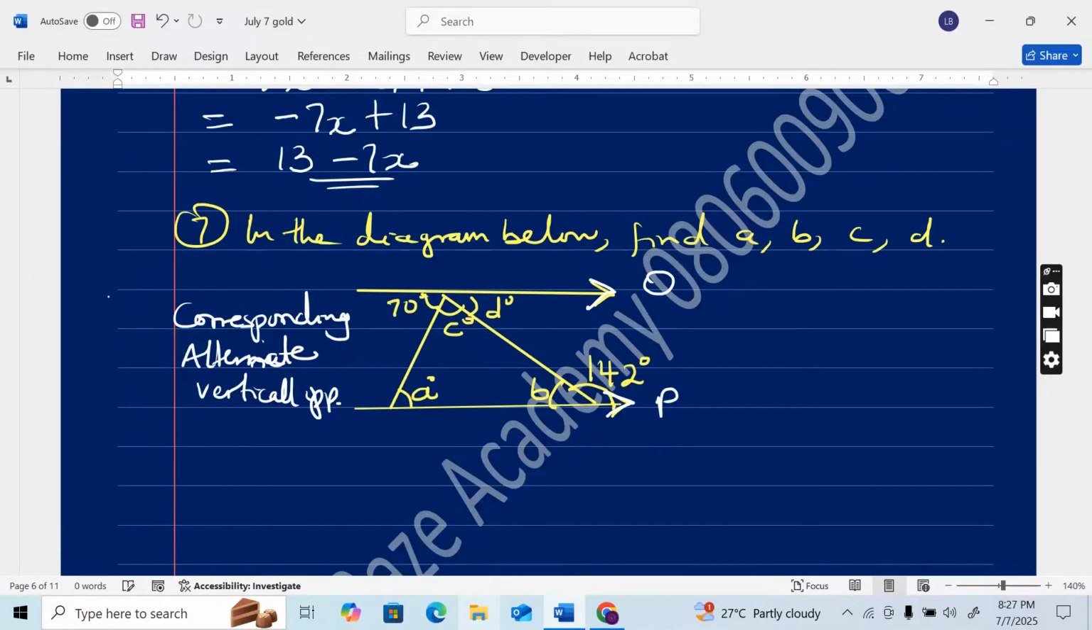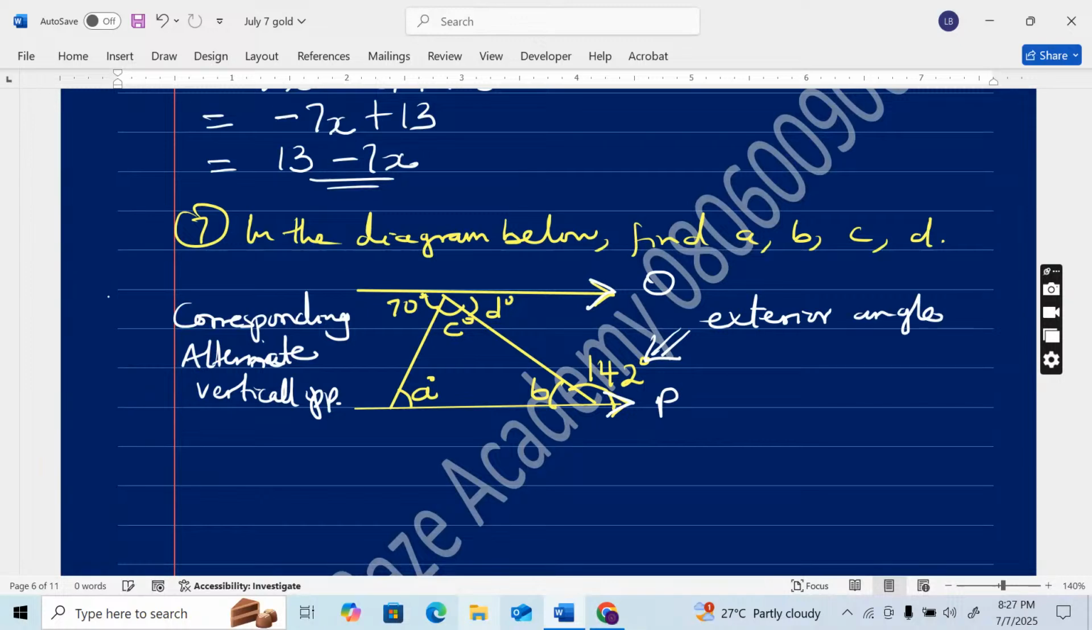Now, let us see, what is angle A? Can we find angle A first? Is it possible we get angle A first? Now we have an exterior angle, 142 degrees. This is an exterior angle of the triangle.